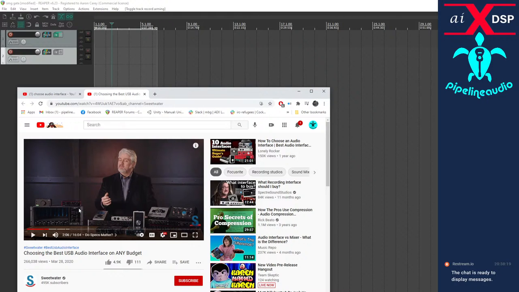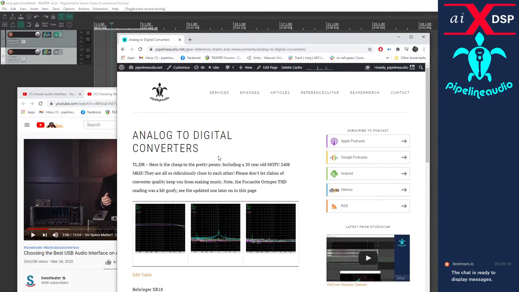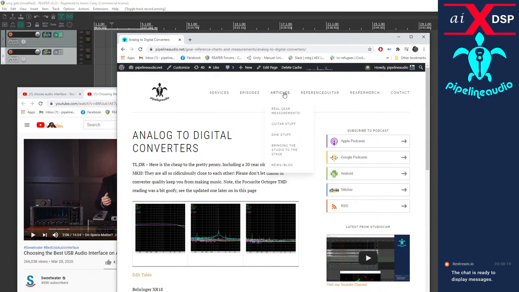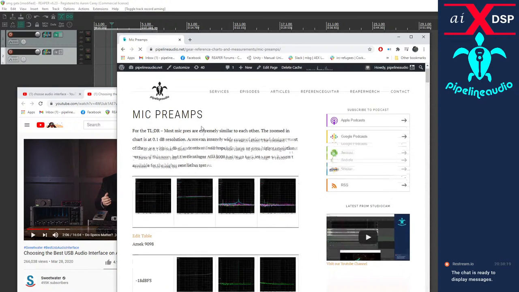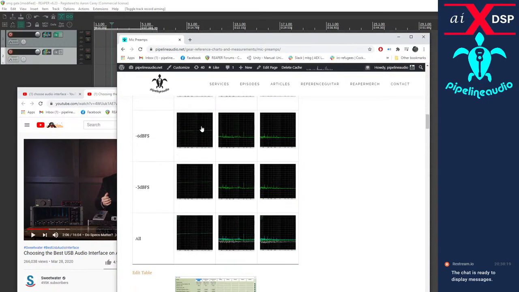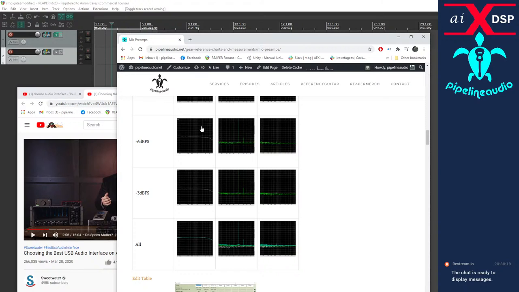I've had issues with Sweetwater before, but this took some serious balls because I was actually one of the few people who will take this gear and measure it and see just how close these things get. So, for instance, if you go to this page, I'm comparing some super high-end mic preamps with some of the interface mic preamps. And the truth is, for the most part, they're very close. I mean, there are some crappy ones, but in general, they are very, very close to each other.